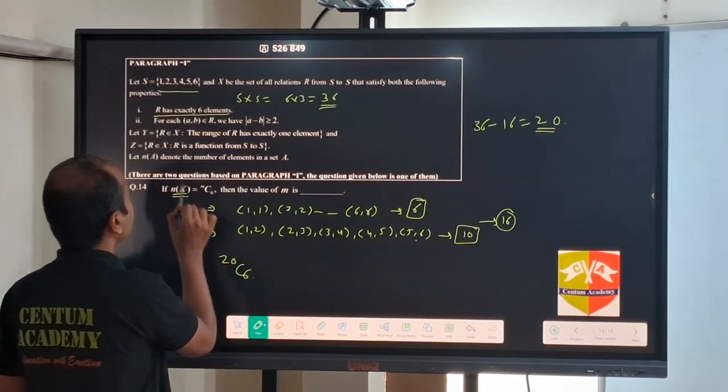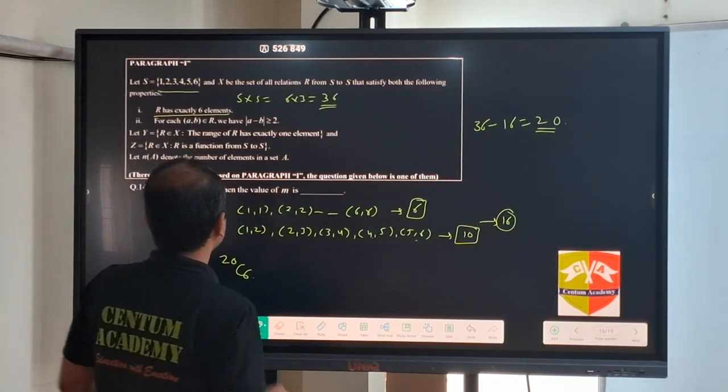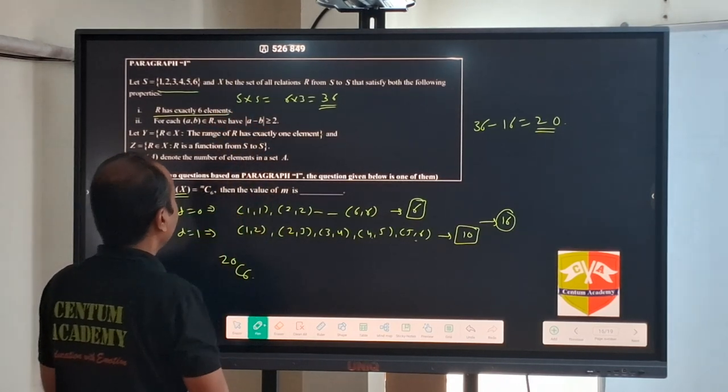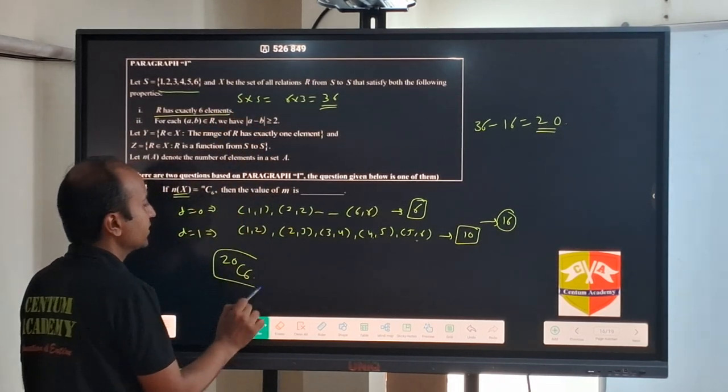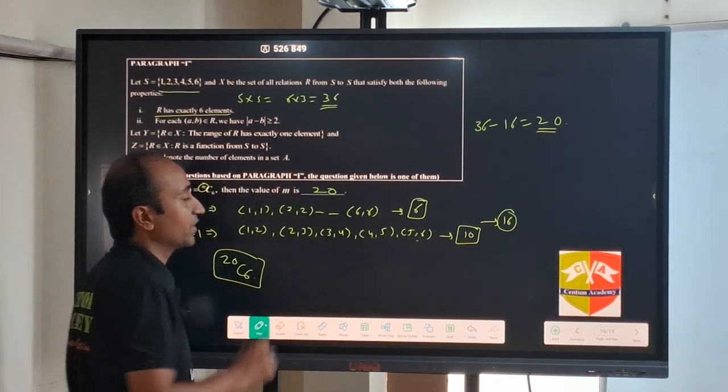So, number of such relations x. What are, by the way, y and z? We will come to y and z probably in the next question. As of now, the question is only asking about the number of elements in x. So, number of elements in x is 20C6. So, if you compare it with mC6, my value of m is simply 20.